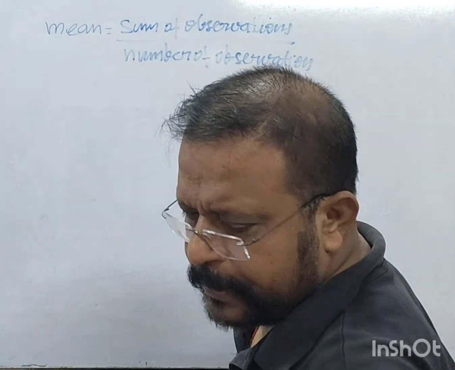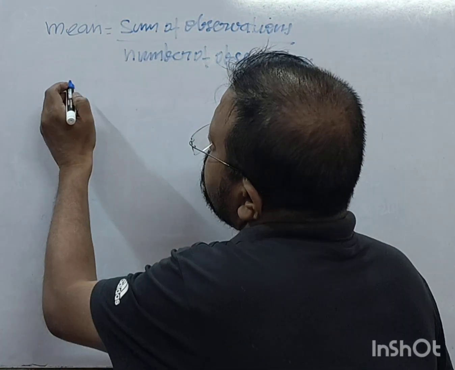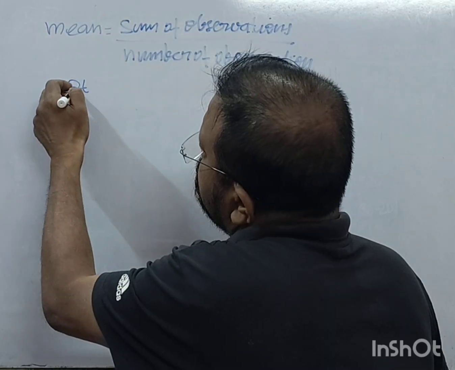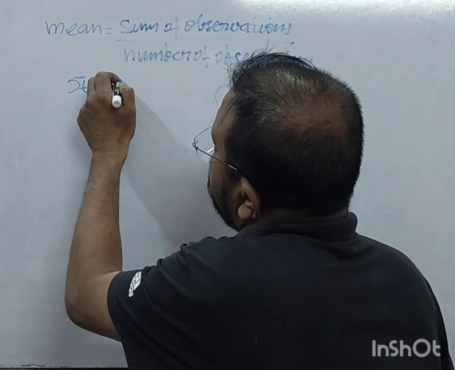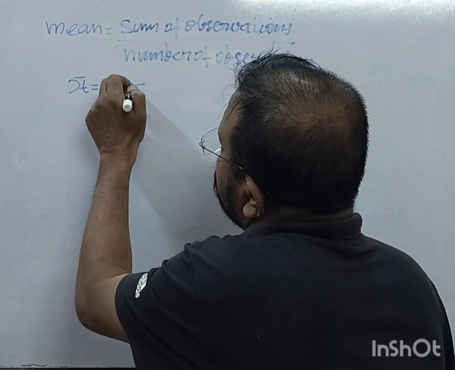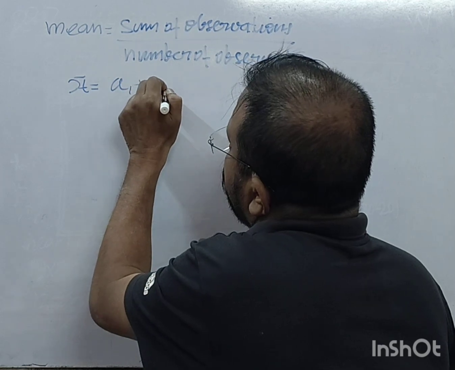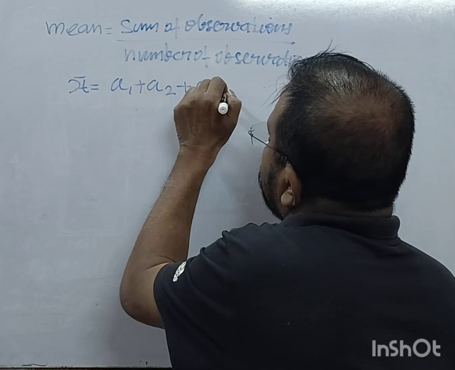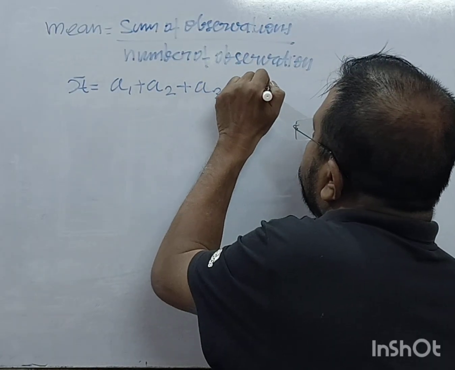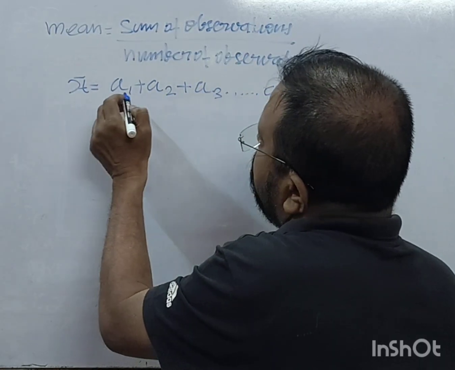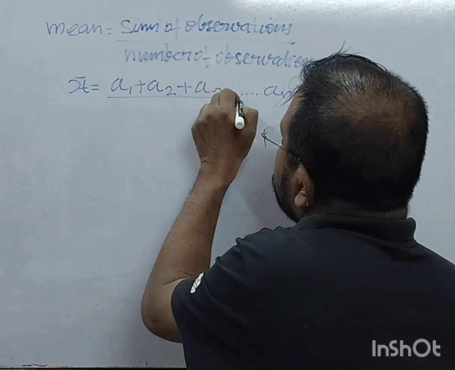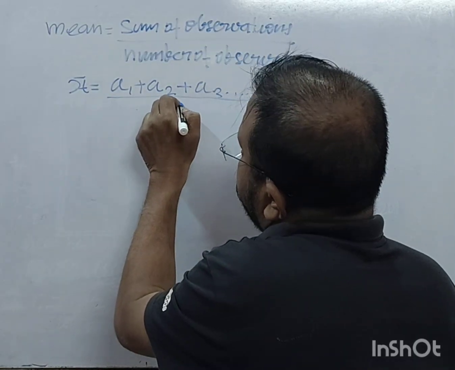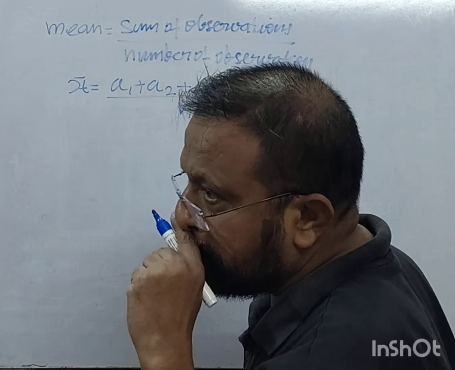So we can say that x bar is equal to a1 plus a2 plus a3 up to an upon n, right?